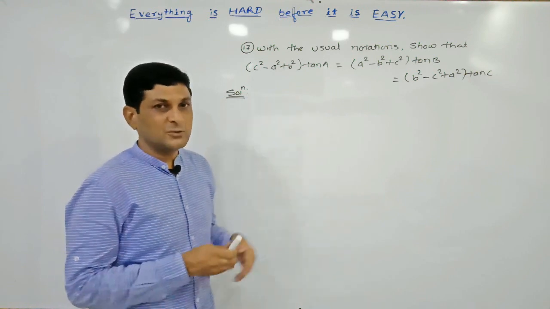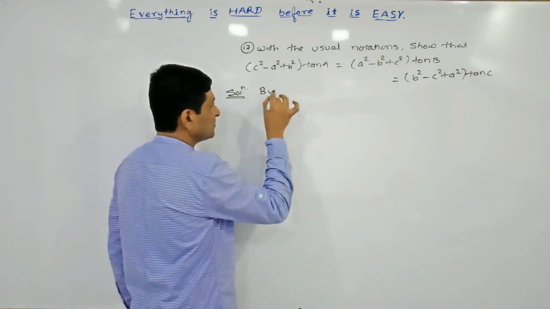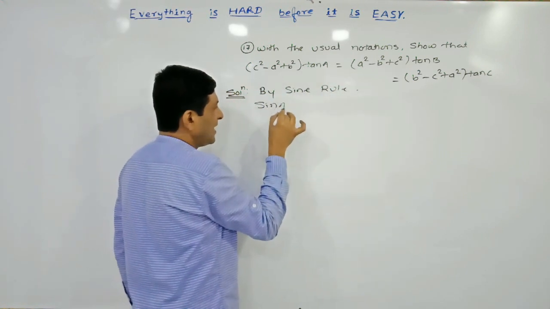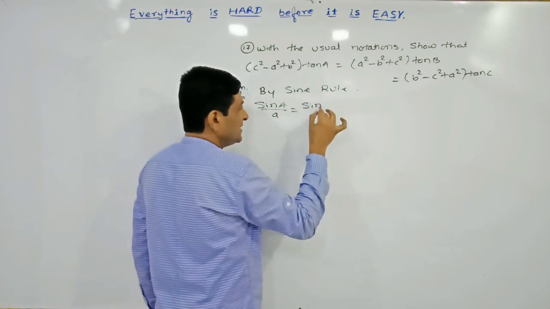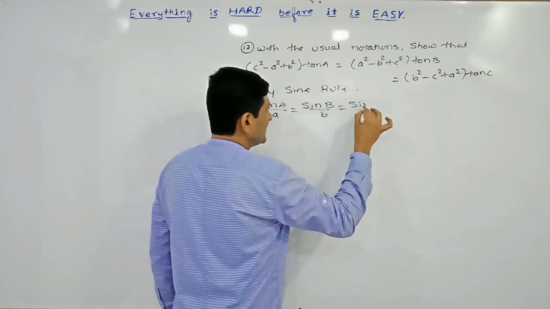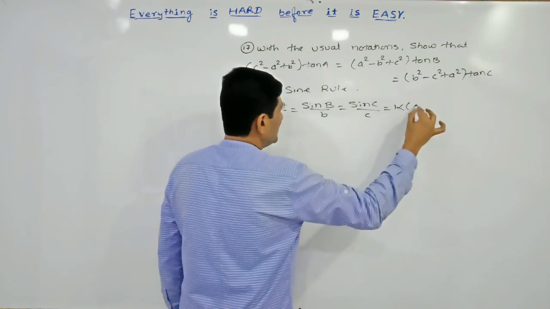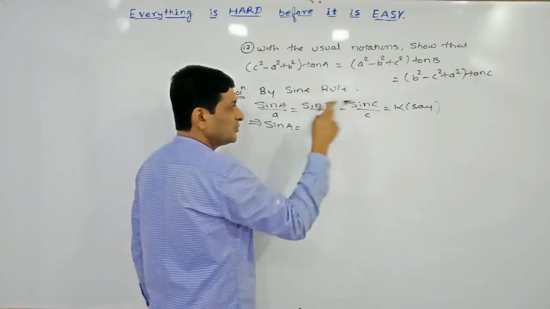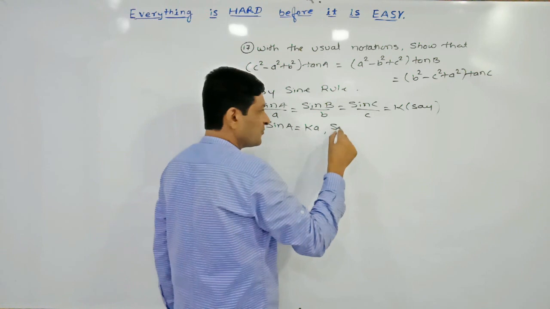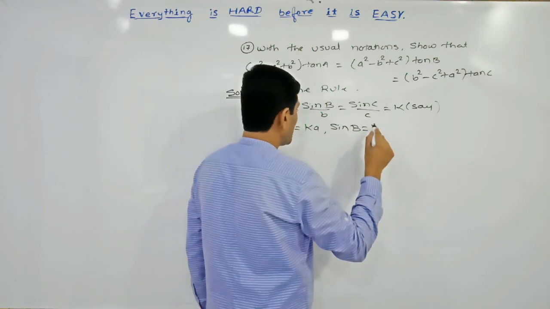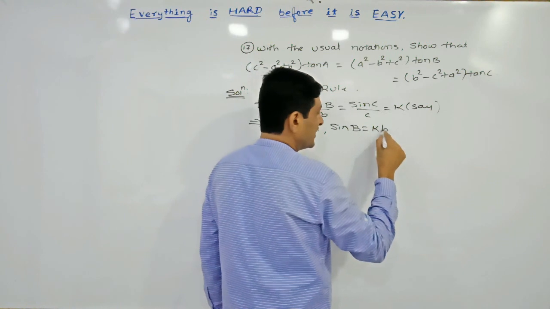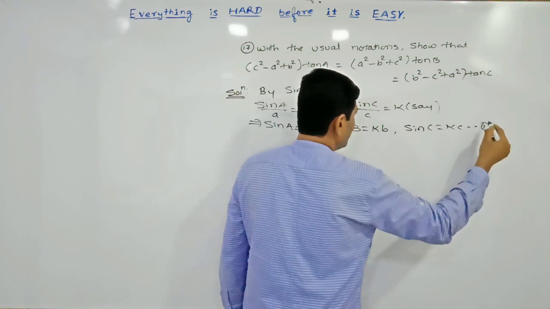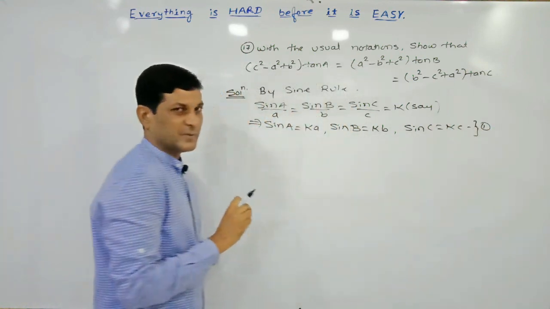So that's why first write down the sine rule. So by sine rule, sine a upon a will be equal to sine b upon b will be equal to sine c upon c, and let us denote this ratio by k. Which implies that sine a is equal to a into k, that is ka. In the same way sine b is equal to bk or kb, and sine c is equal to kc. Let us denote it by equation number first. All these results we are denoting by equation number first.